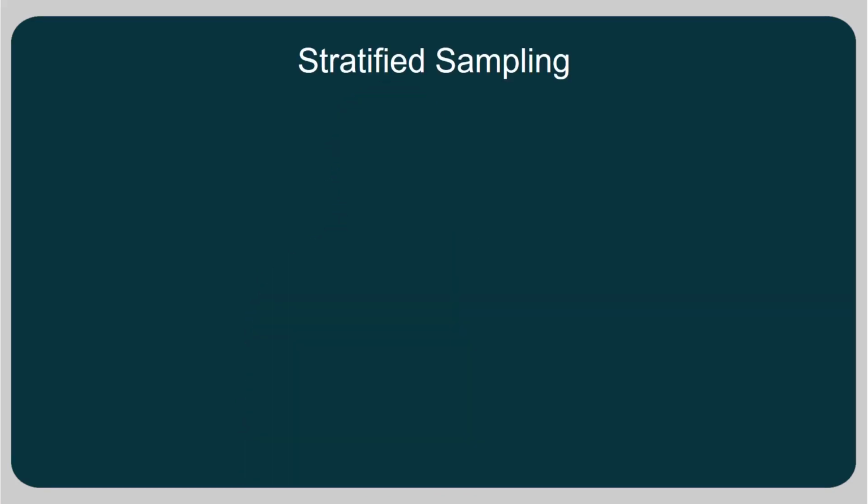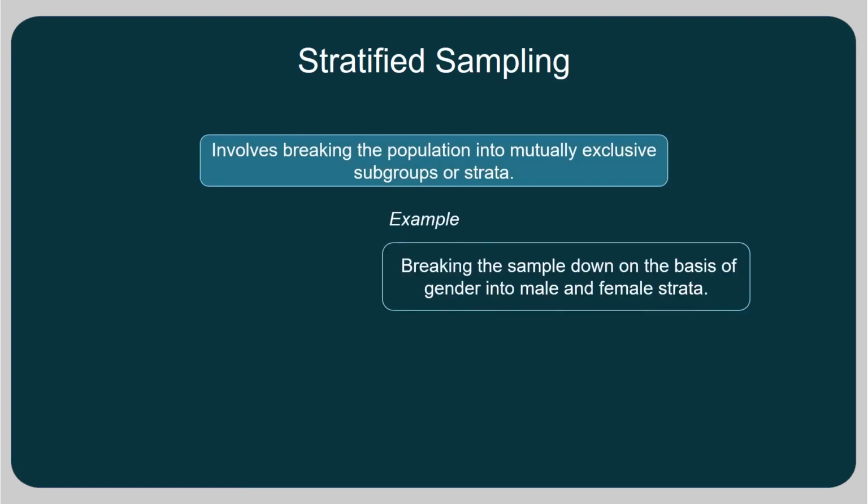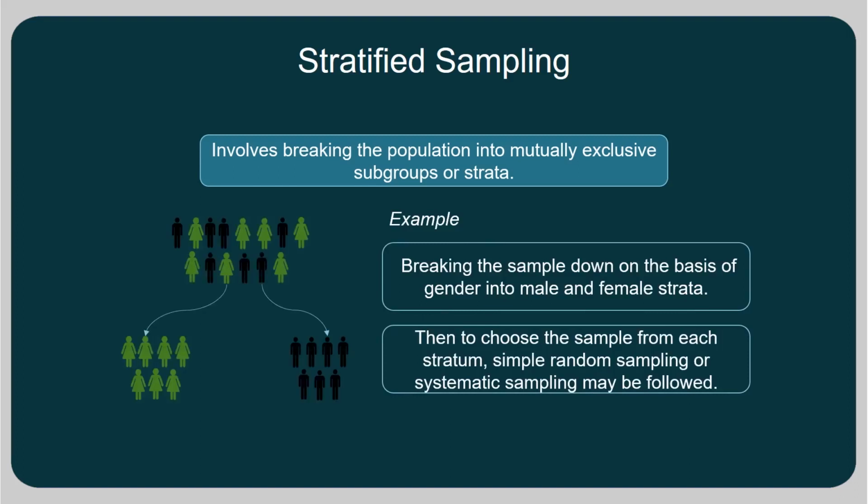Now we talk about stratified sampling. Stratified sampling involves breaking the population into mutually exclusive subgroups or strata. For example, breaking the sample down on the basis of gender into male and female strata. Then choose the sample from each stratum. Simple random sampling or systematic sampling may also be followed.